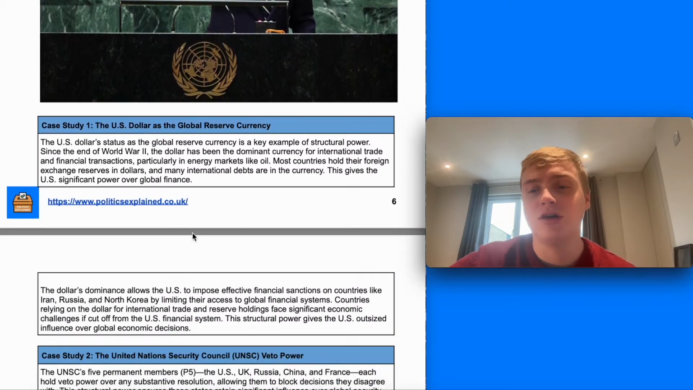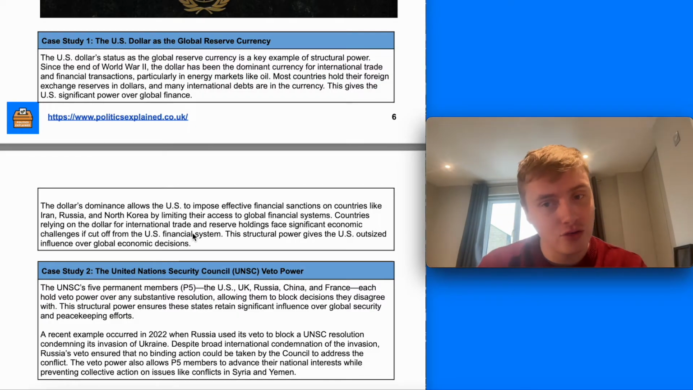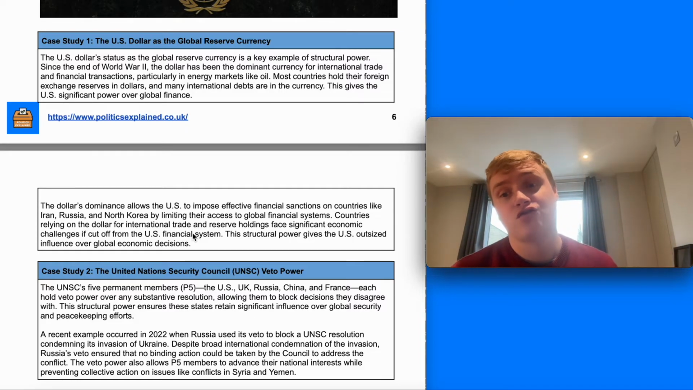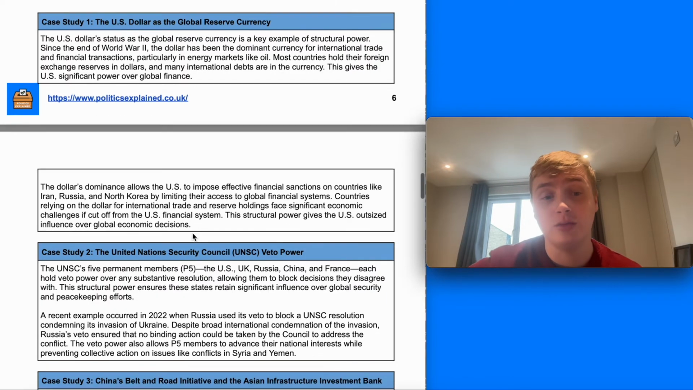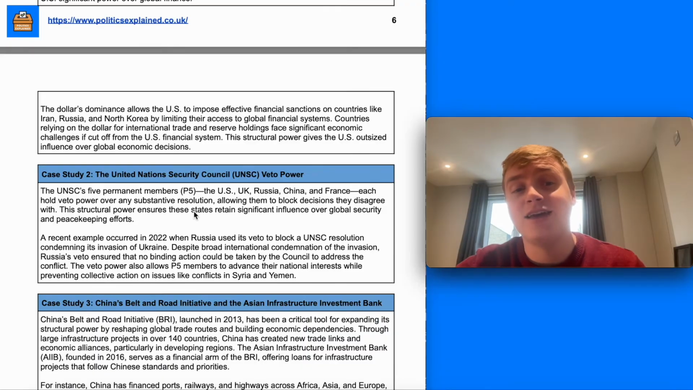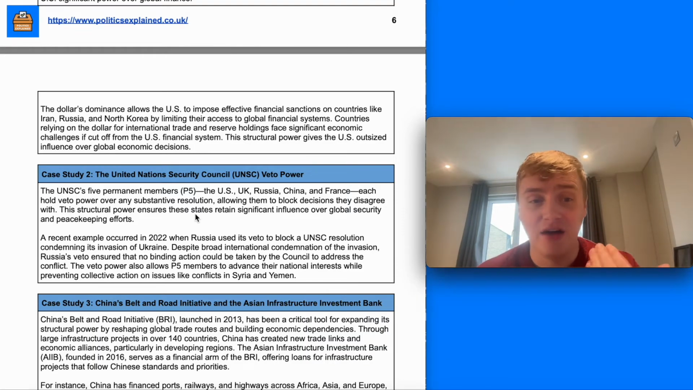Though sometimes within international institutions, we might think about soft power in terms of how states try and convince other states to follow their interests, form multilateral trade deals, for example, or multilateral agreements on tackling global challenges such as climate change. There's also key elements of structural power within these organizations and within the international community. The first one of these I'm going to have a look at is case study 2, and that's the veto power that the P5 members within the UN Security Council have.